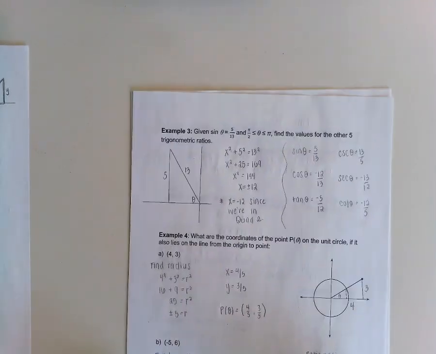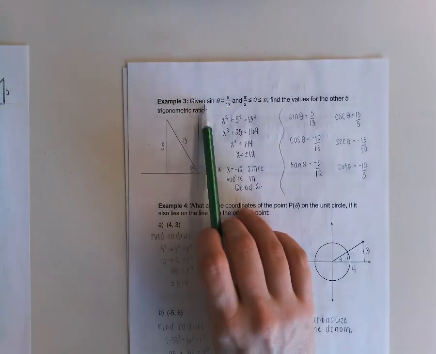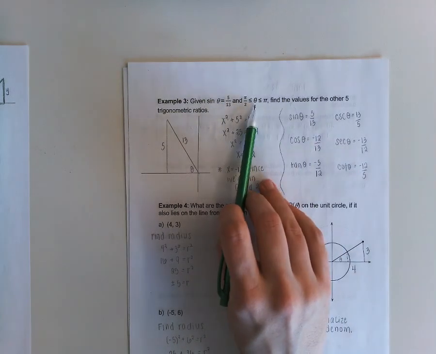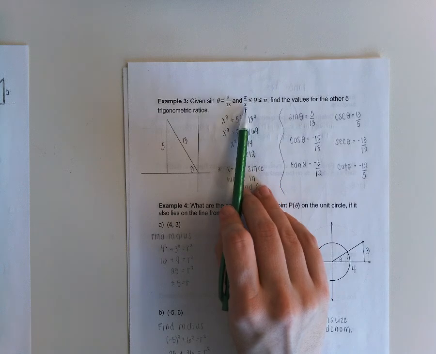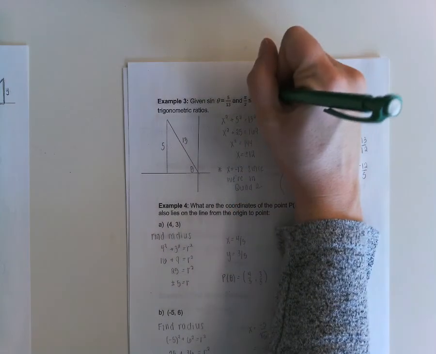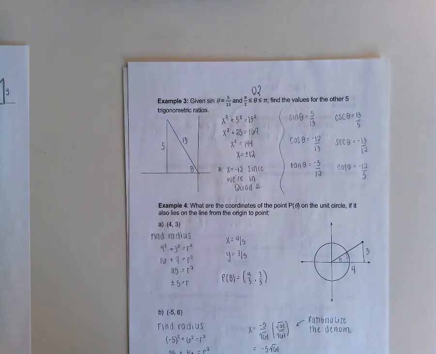If we go to the next page, very similar, but this one is telling you that sine theta is 5 over 13, and that theta is between pi by 2 and pi. Remember, this is the equivalent of 90 degrees and 180 degrees. That means we're in quadrant 2. Find the values of the other 5 trig ratios.